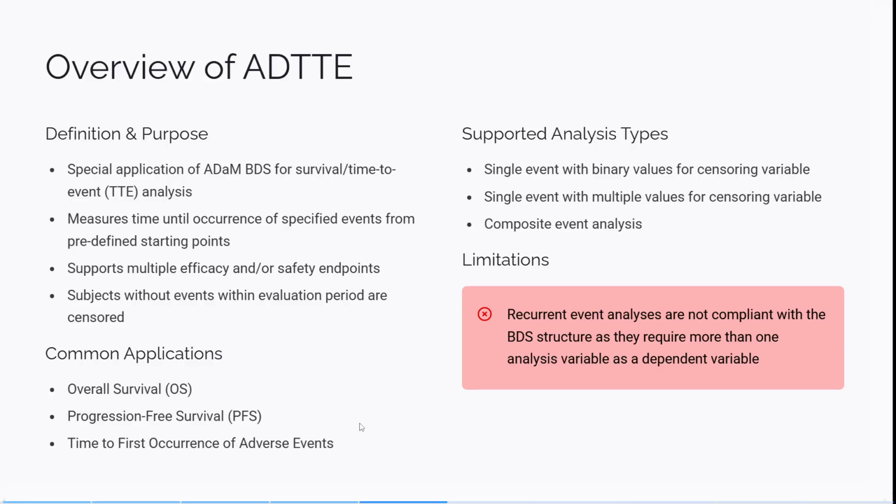Some common applications in ADTTE are overall survival, progression free survival, and time to first occurrence of adverse events. The supported analysis types are single event with binary values for censoring variables, single event with multiple values for censoring variables, and composite event analysis. There are some limitations. Recurrent event analysis is not compliant with the BDS structure, as it requires more than one analysis variable as dependent variables. Okay, let's go to the next slide.